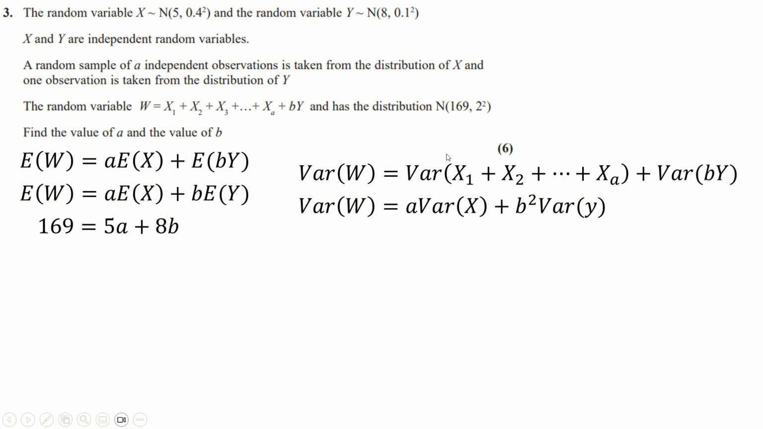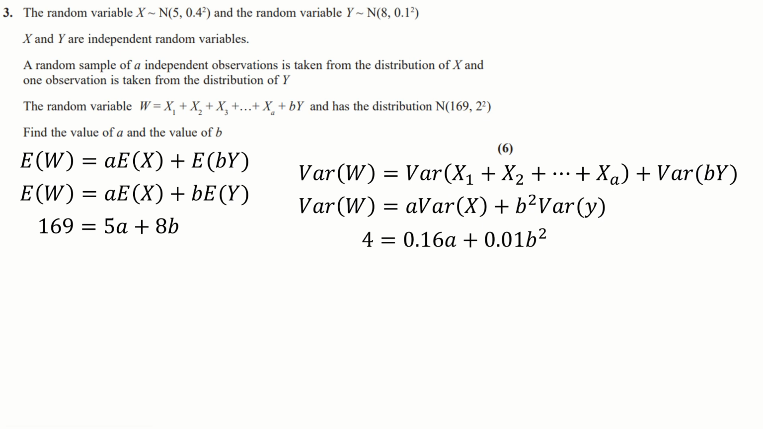So that's the difference here: we're adding up lots of different observations from the same thing. That just does this. When you're multiplying one observation by a scale factor, that's when you have this. We'll see that again later on in the paper. But anyway, we have all the variances. It's 2 squared as this one is 0.4 squared, this one is 0.1 squared, which makes all of this.